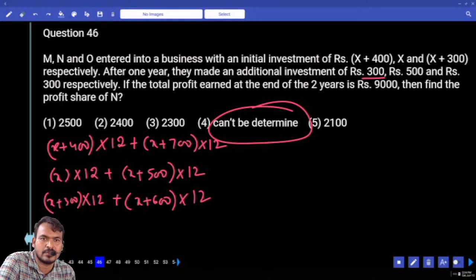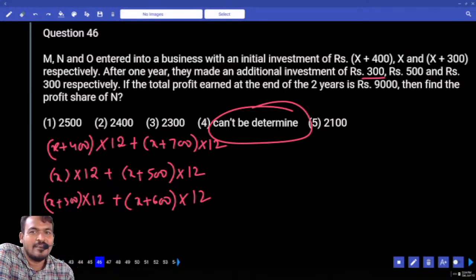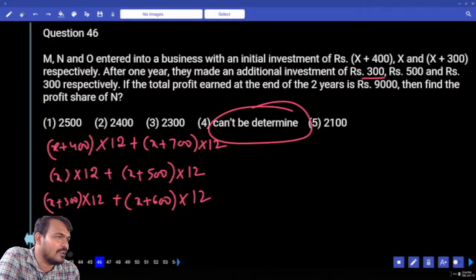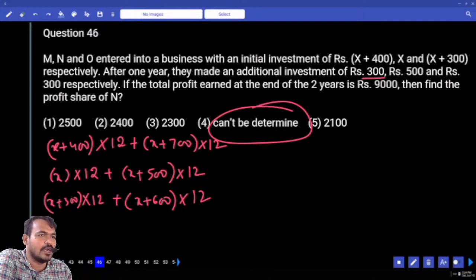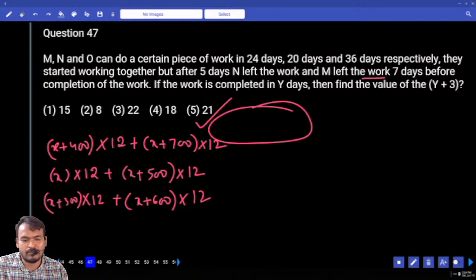We get the profits ratio. No, because all are including x value. We don't know the x value. An answer cannot be determined. Question number 47.